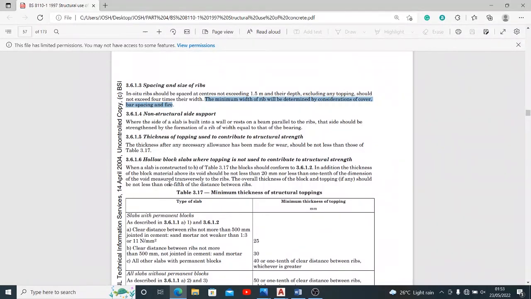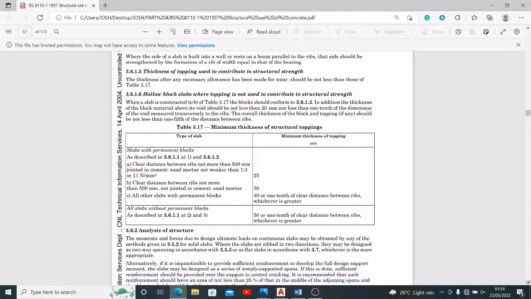So clause 3.6.1.5 of the BS 8110 part 1 1997 told us about the thickness of topping used to contribute to structural strength, and it says that the thickness, after any necessary allowance has been made for wear, should not be less than those of table 3.17 of this code, and this is exactly what we are looking at here. So we can see that table 3.17 is speaking about the minimum thickness of structural topping.